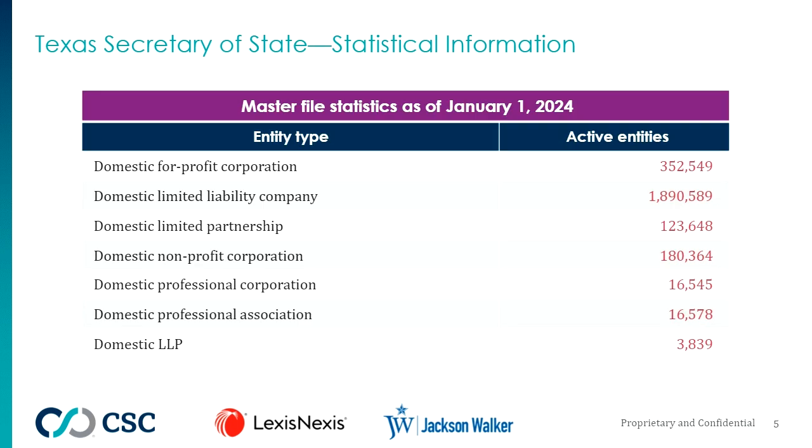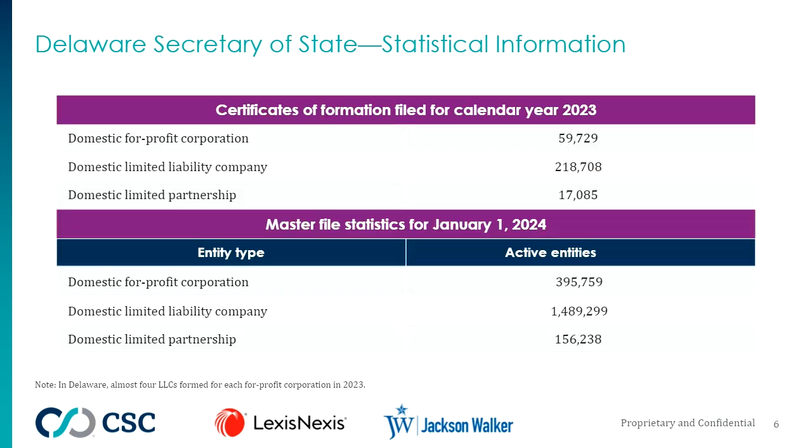If we look now at the overall number for Texas, this is all active entities as of January 1. Even historically, with all these corporations still active in Texas, LLCs number about 5 times the number of for-profit corporations. We've even got some domestic LLPs in here, but it's about 5 times that number.